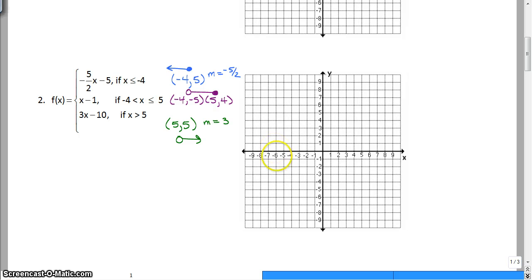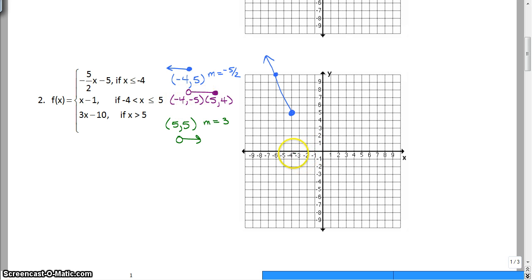So going back to the blue piece. -4, 5. We have a solid dot. We have a slope of down 5 over 2. But we're going left, so you follow this back up. You go up 5, left 2. And we are going to the left point. And you get rid of your dot, so we pass the vertical line test.